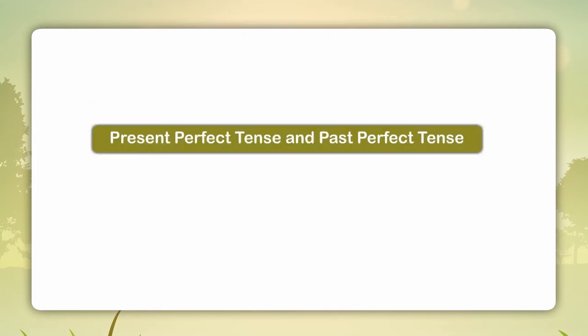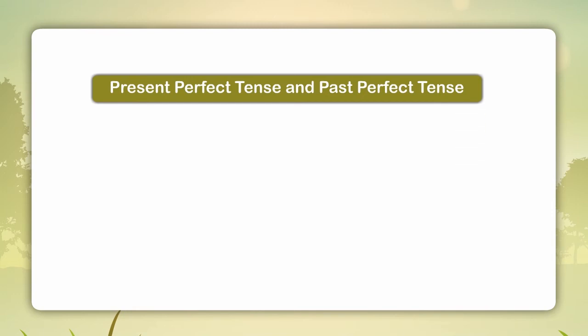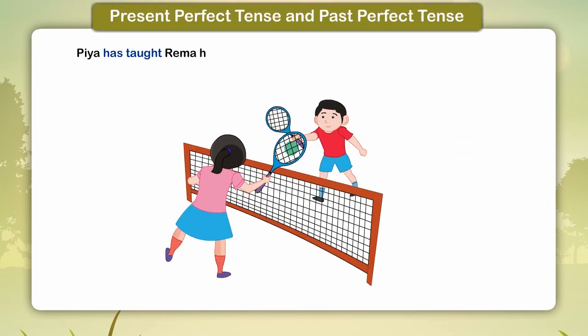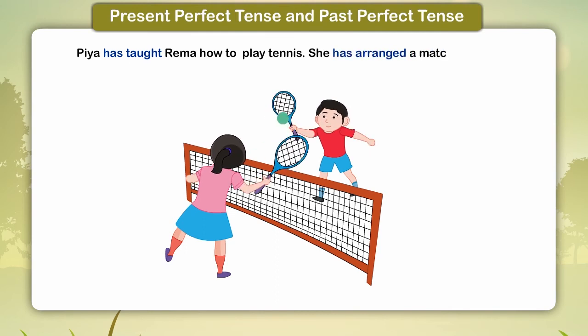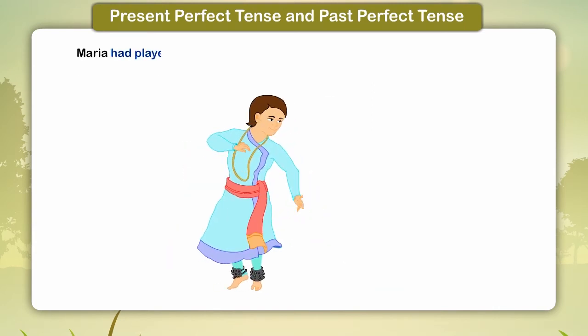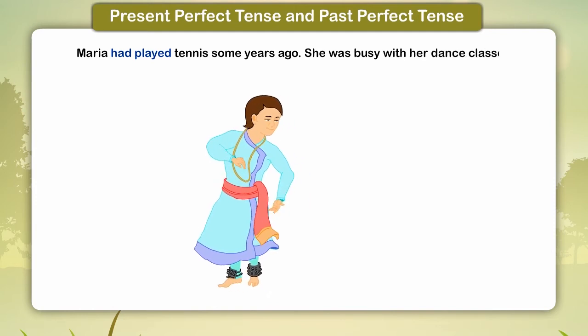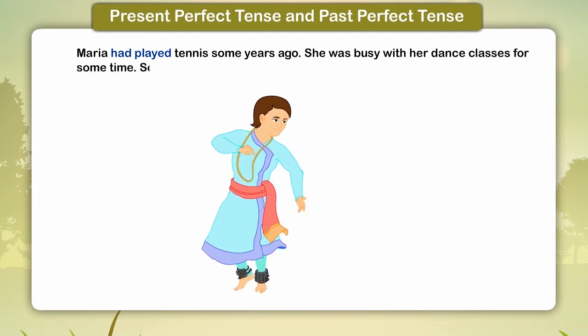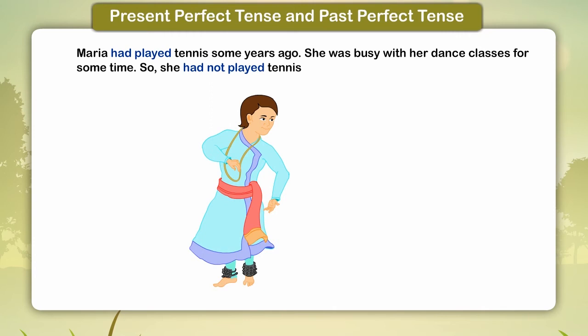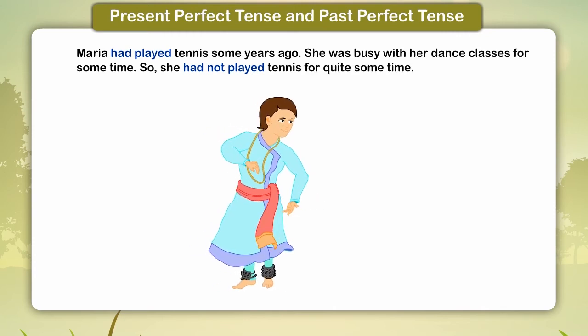Present perfect tense and past perfect tense. Pia has taught Rema how to play tennis. She has arranged a match between Rema and Alam. Maria had played tennis some years ago. She was busy with her dance classes for some time, so she had not played tennis for quite some time.